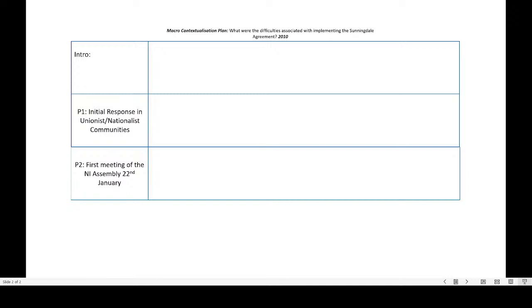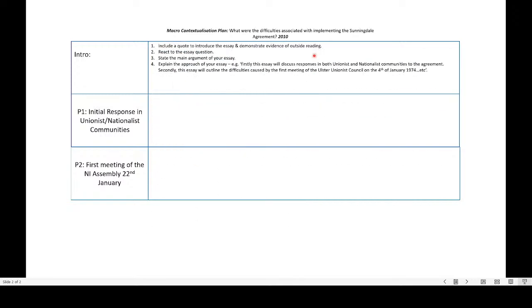Anyway, we won't get too much into the details there. I probably won't go through every step of this macro plan because I want to actually share with you my sample essay rather than get bogged down by the plan, but I'll go through the first 3 paragraphs here and show you the detail that I'm including.